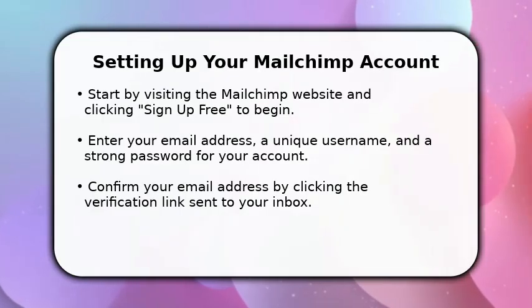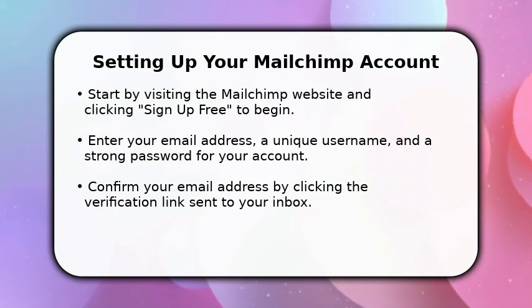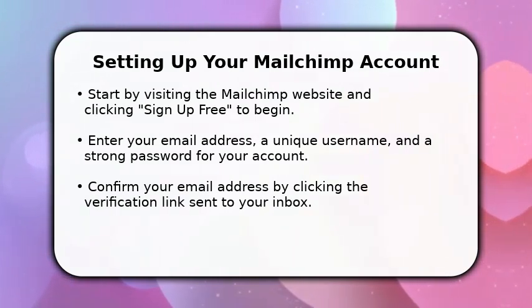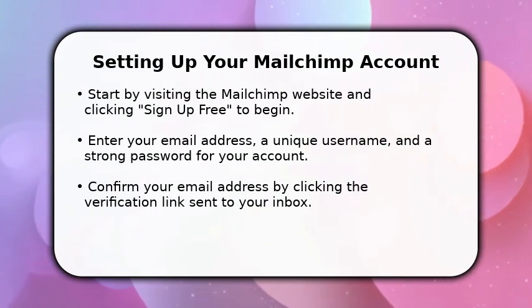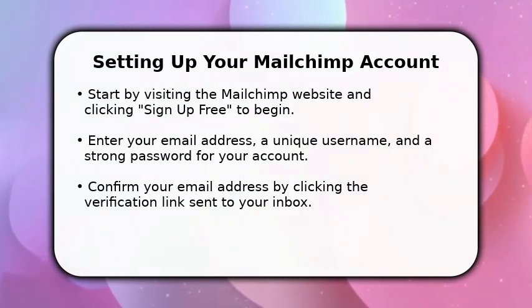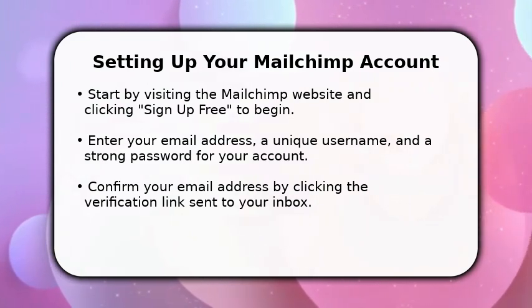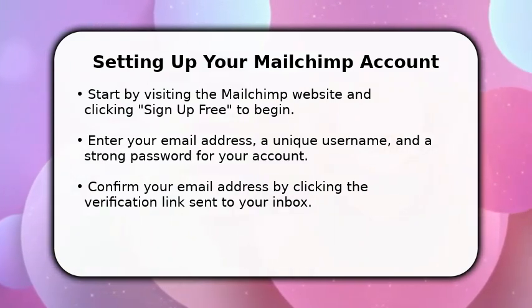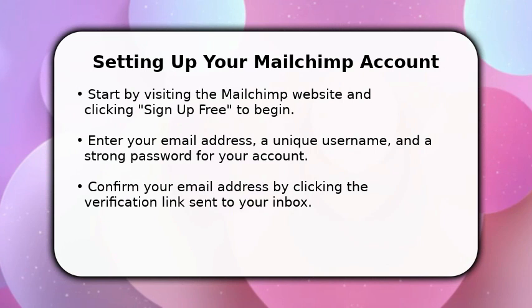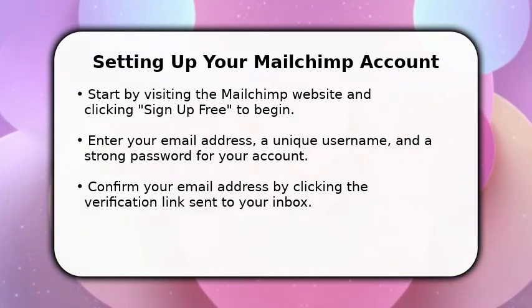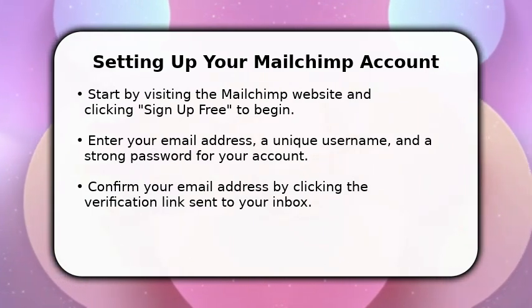In this video, I will show how to set up a Mailchimp account. First, navigate to the Mailchimp website and locate the Sign Up Free button. You will then be prompted to enter your email address, create a username, and set a secure password. After submitting these details, Mailchimp sends a verification email. Simply open that email and click the provided link to activate your new account. This crucial first step takes only a few minutes to complete.